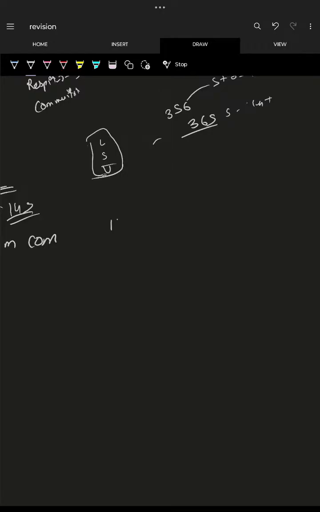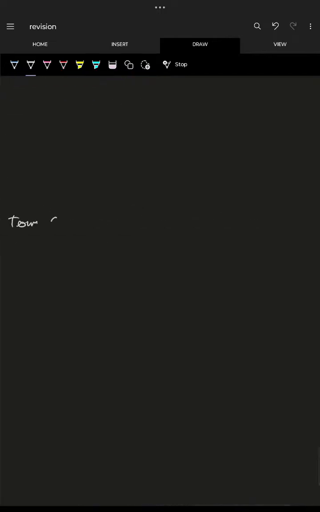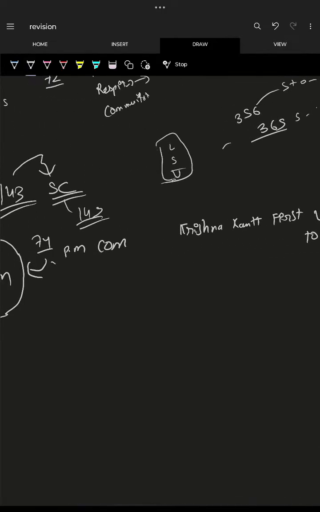Yeah, Krishna Kant was the first vice president to die during his term of office. Dr. Radhakrishnan discharged the functions of the president in June, when the president was not available.